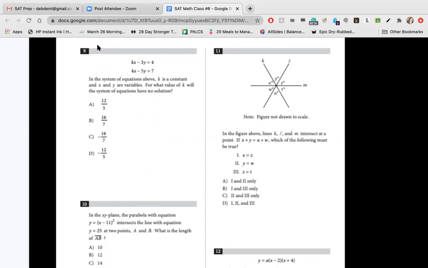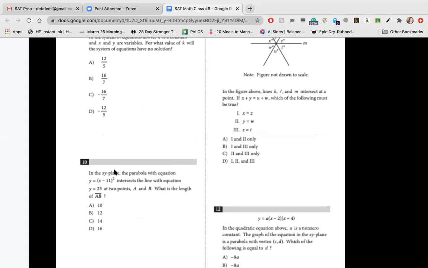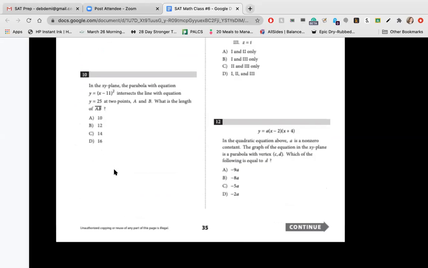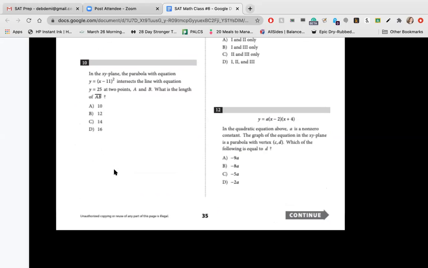Okay, number 10. In the xy plane, the parabola with the equation y equals (x minus 11) squared intersects the line of the equation y equals 25 at 2 points A and B. What is the length of AB? Okay, when you're first looking at this, it seems really hard. I get it. Okay, so we have a parabola. I draw everything. So xy plane, look at our little parabola guy here. Okay, it's (x minus 11) squared.